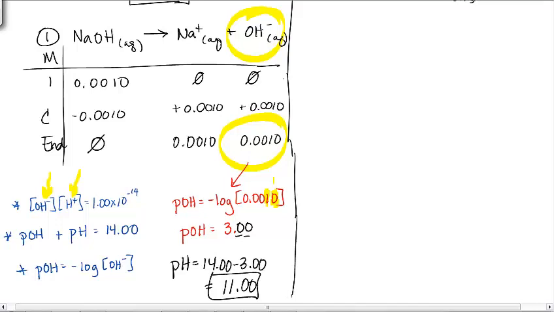Always be worried. Always look at your pH when you solve for it. If you suddenly get a pH that's under 7 and you're dealing with a base, be concerned. You might have done something wrong, or vice versa. Okay?